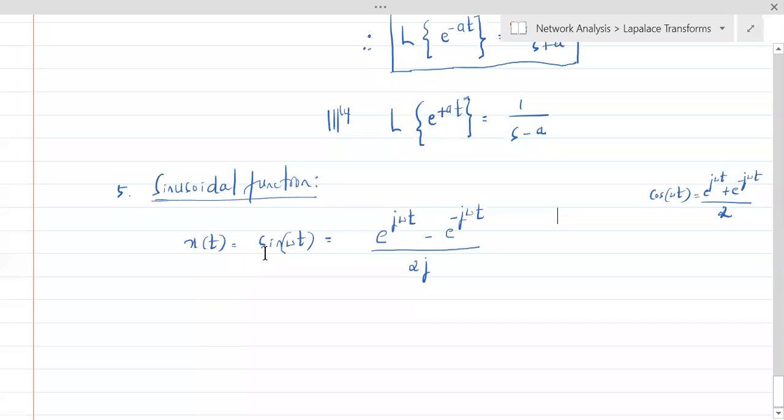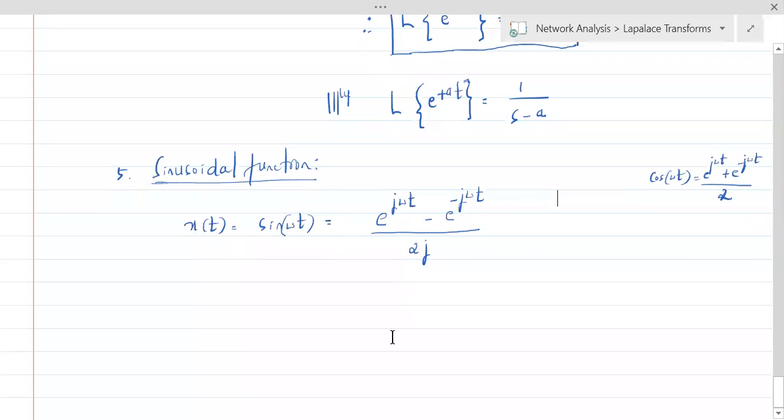It's not only sine omega t, any sinusoidal for that matter. It could be sine omega t or it could even be cos omega t. So how to express sine omega t in terms of the exponential? It is given as e power j omega t minus e power minus j omega t divided by 2j. Similarly, cos omega t can be expressed in exponentials in the form of e power j omega t plus e power minus j omega t by 2. See the difference here. Important is you're not supposed to miss this j in the denominator along with 2.